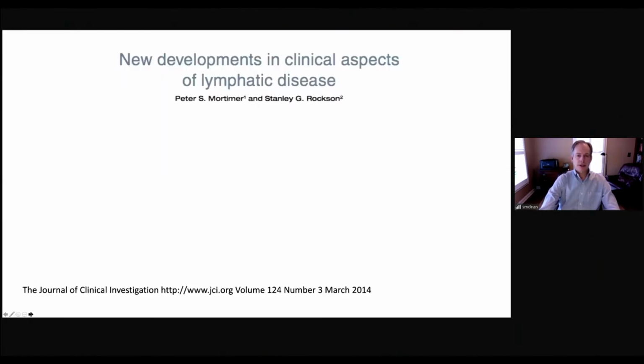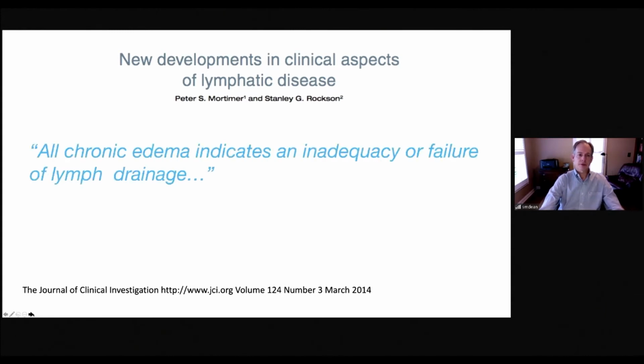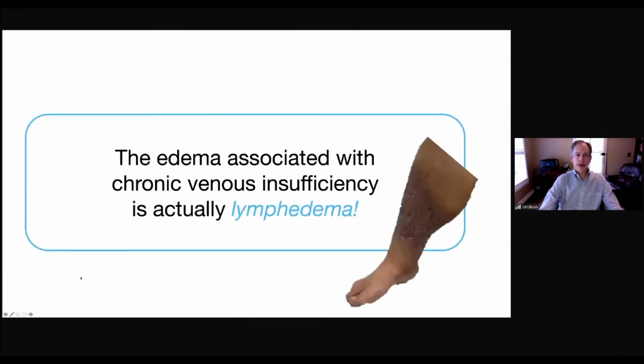So because of this, even Drs. Mortimer and Rockson, in this excellent article entitled New Developments of Clinical Aspects of Lymphatic Disease in 2014, recognize, based on these updated principles, that all chronic edema indicates an inadequacy or failure of lymphatic drainage. And therefore, the edema that's associated with chronic venous insufficiency actually represents secondary lymphedema.